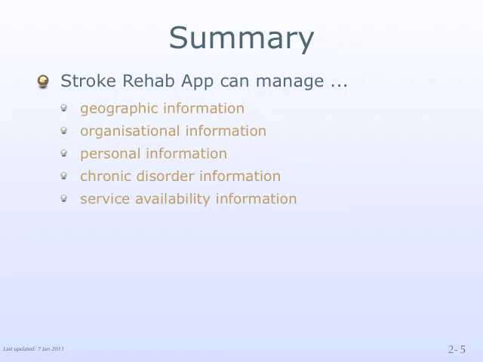Service availability information which identifies what services are offered by which officers of which service providers in which localities. Service delivery information about which services have been used by stroke survivors living in particular locations throughout Australia.